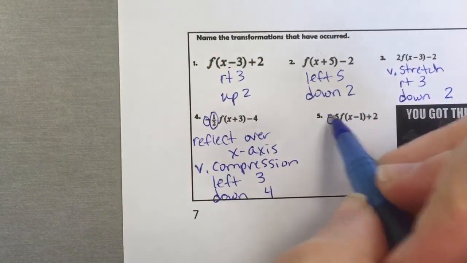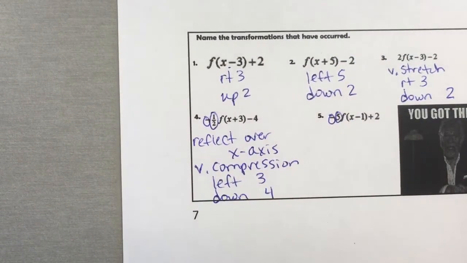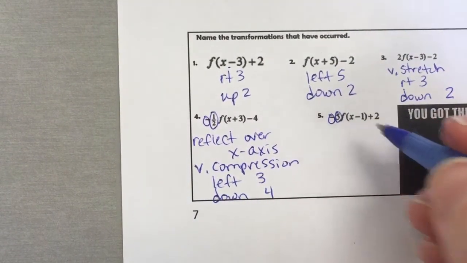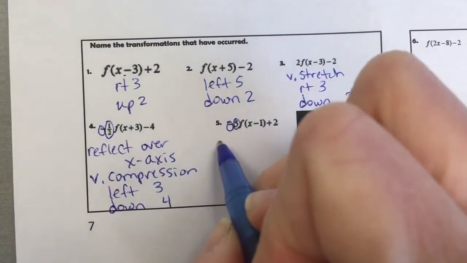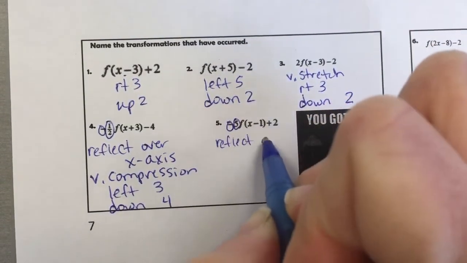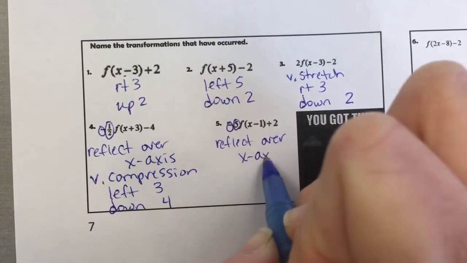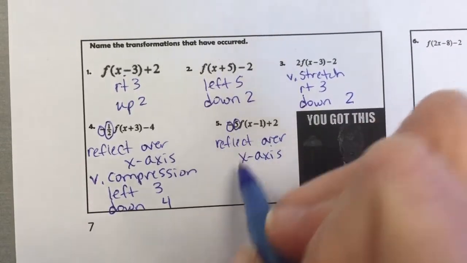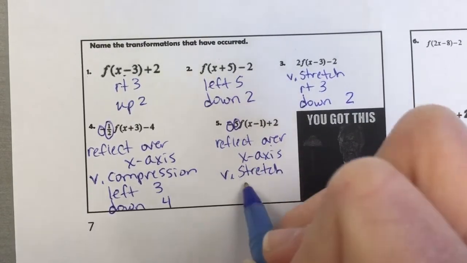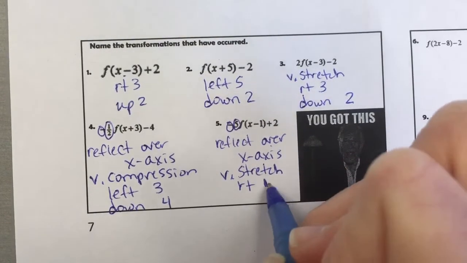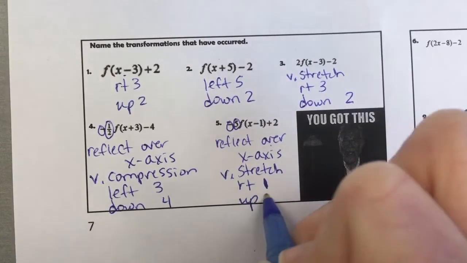All right, again, you treat the negative and the 5 separately. That's why I said before you take the absolute value of a. So the negative makes it reflect over the x-axis. The 5 is a vertical stretch, which would make it narrower. The minus 1 moves it right 1, and the plus 2 moves it up 2.